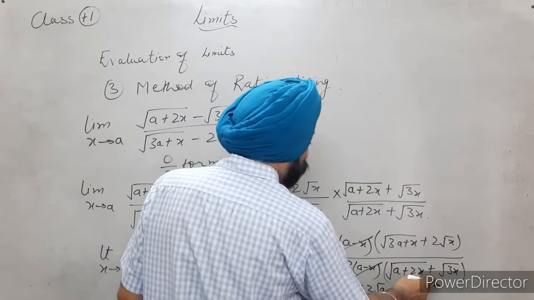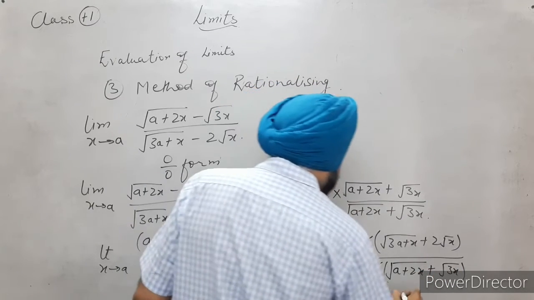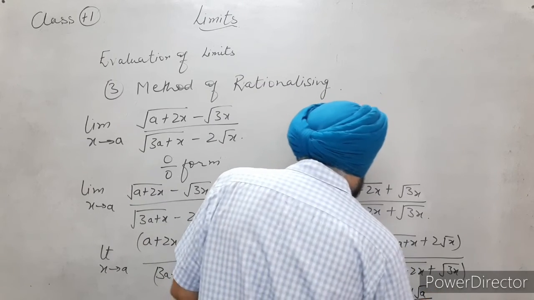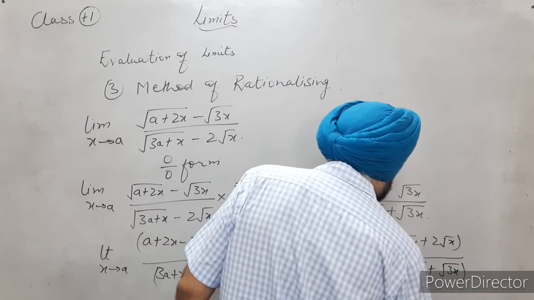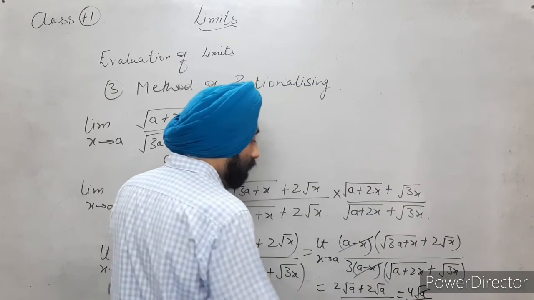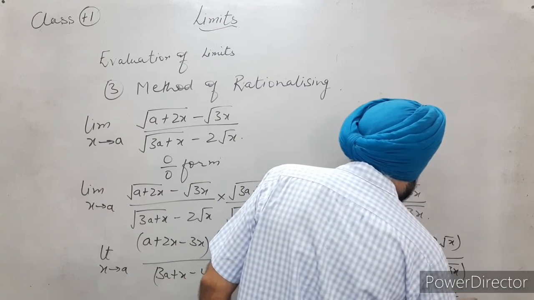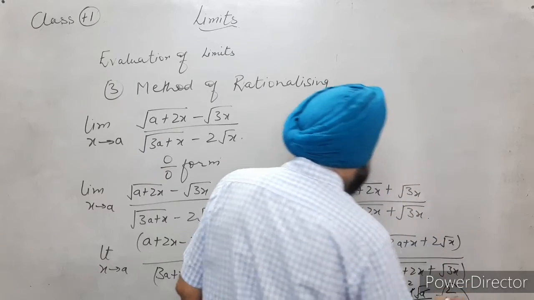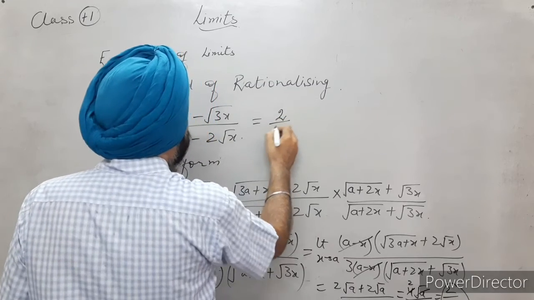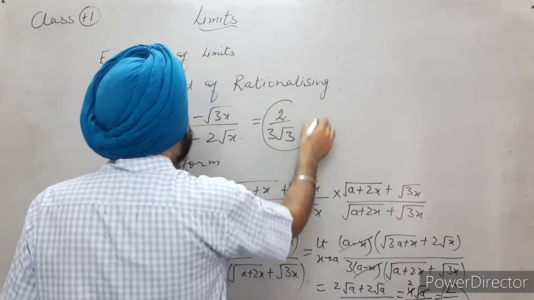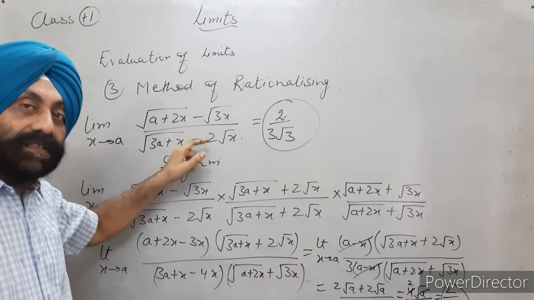Now under root 3a, that is under root 3 under root a. I get 4 times under root a divided by 3 times under root 3 under root a. This under root a cancels out, that is 4 by 6 under root 3, that is 2 upon 3 under root 3, the required answer. So we get the answer as 2 upon 3 under root 3. We rationalized the numerator as well as the denominator.